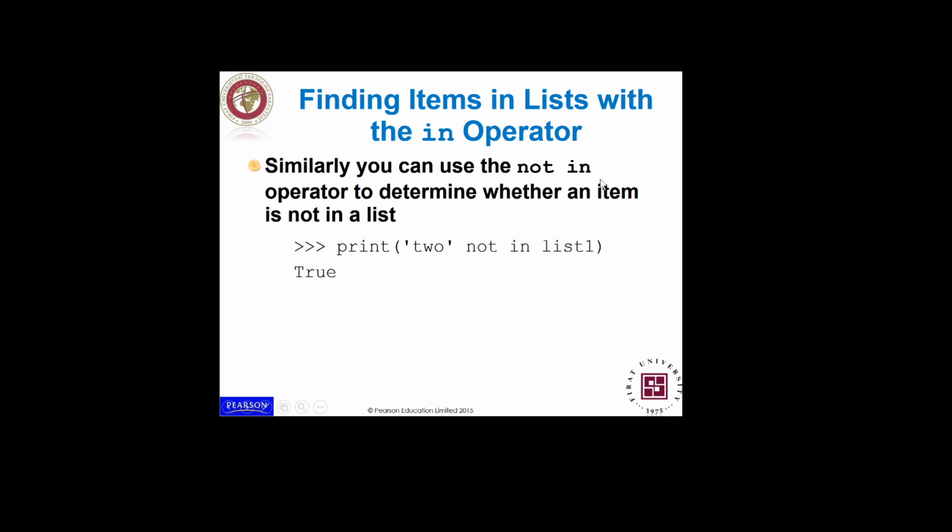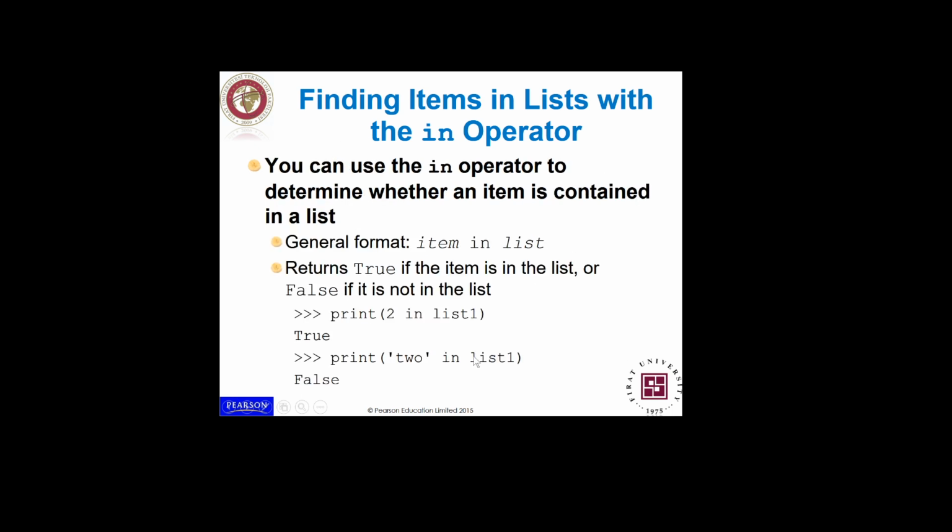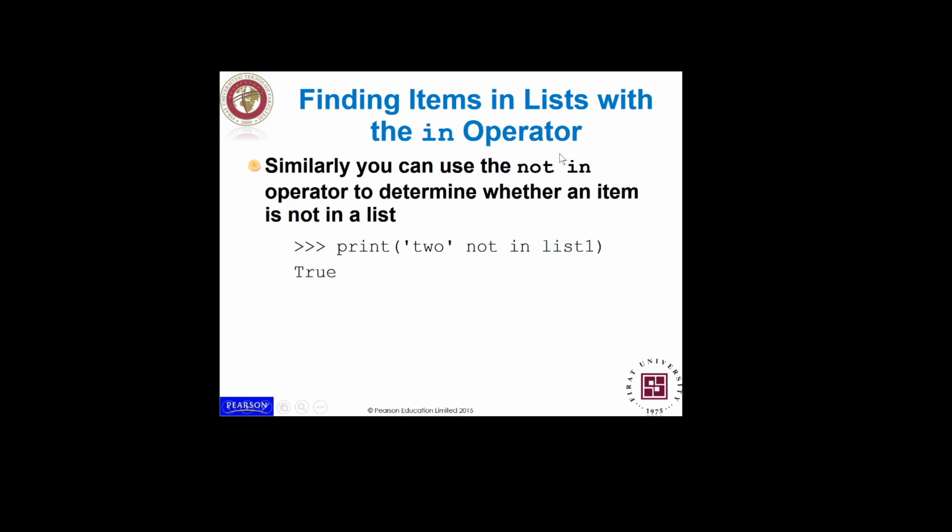We can use not in, and it works in the opposite way of in, so it's exactly the opposite. Let's say we are looking for 2 as a string, not in list 1. That's true, it's not there, so in this case it will return true to the calling function as an outcome.